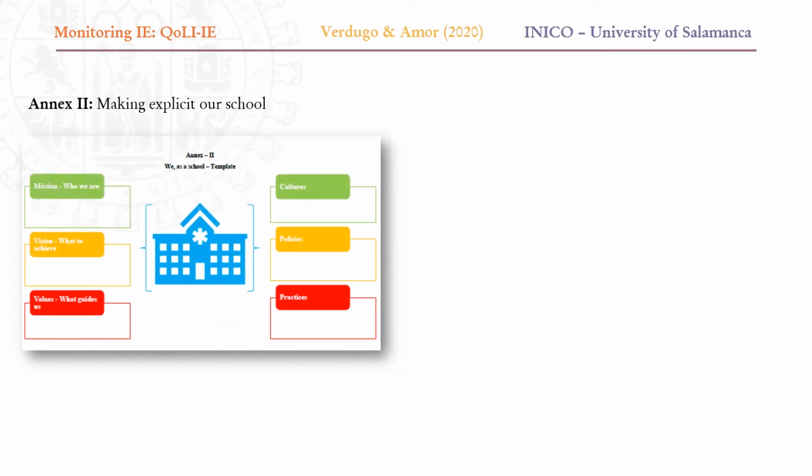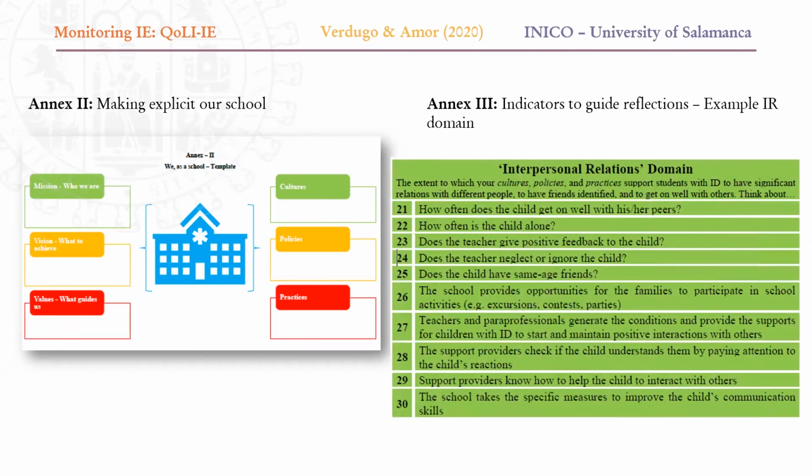Now, we have a couple of tasks, which are the individual reflection, which is critical to later create the change plan. Annex number 3 provides a total of 80 quality of life items that define needs, experiences, and aspirations of students with intellectual disabilities attending primary education according to the 8 quality of life domains. These are examples of items for the interpersonal relations domain.